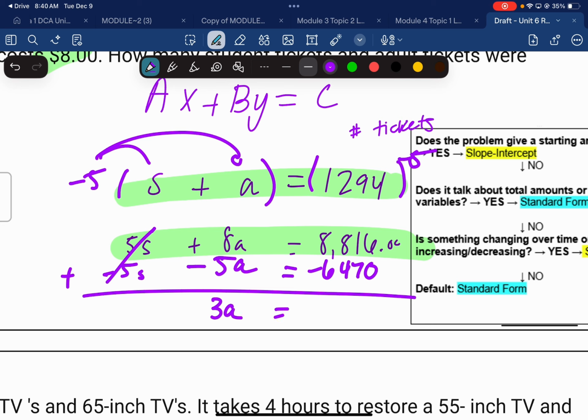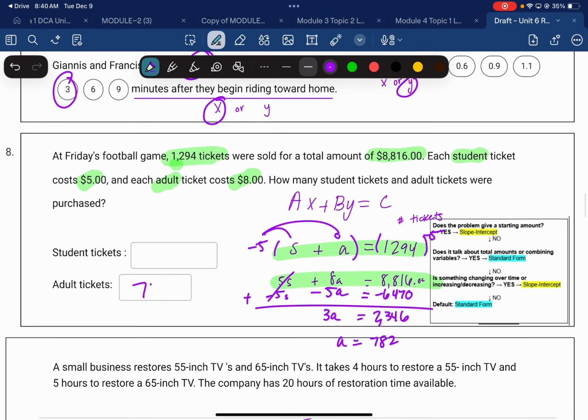equal to, what is that going to be? Plus 816, bam. 2,346. And we're going to divide both sides by 3. So A is equal to 782. So that's how many adult tickets you should have.